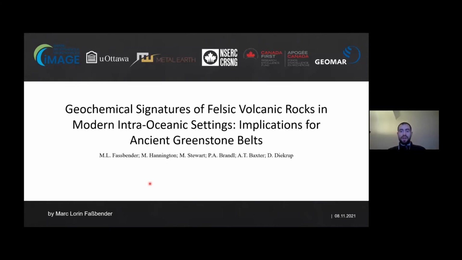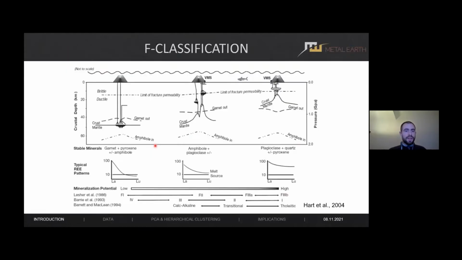So in this talk, we will explore the systematics of felsic volcanic rocks in interoceanic regimes, such as the Lau basin that we saw before and the Manus basin. And we will compare them to samples from the Archean Abitibi greenstone belt. So why am I doing that?